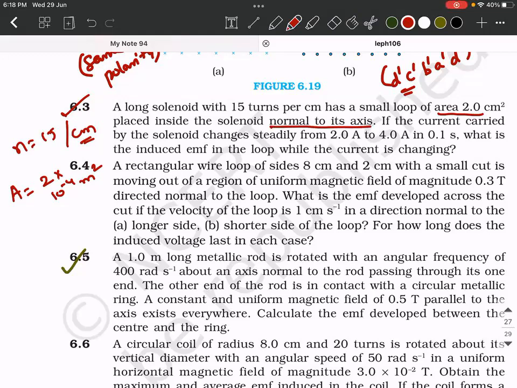If the current carried by the solenoid changes steadily from 2 ampere to 4 ampere in 0.1 seconds. The area is in centimeters, no? But 1 centimeter is 10 power minus 2 meter, no? So 2 into 10 power minus 4 meters square. So there is a steady increase in the value of current from 2 ampere to 4 ampere, which is happening in a time duration of 0.1 second. Now, what is the induced EMF in the loop while the current is changing?